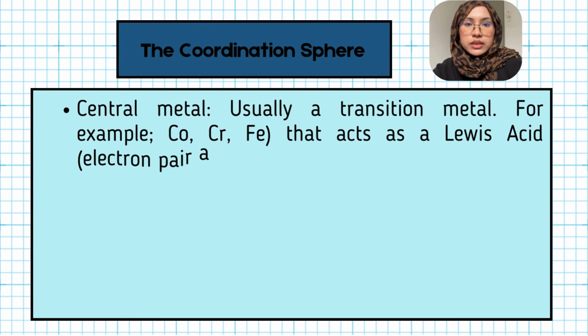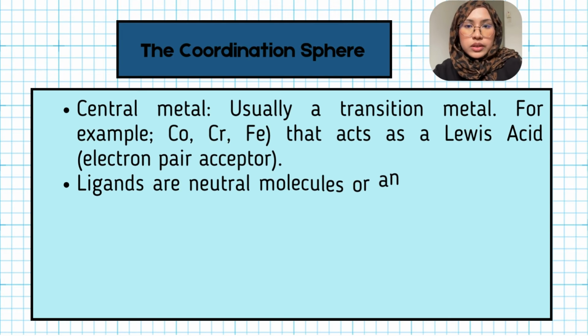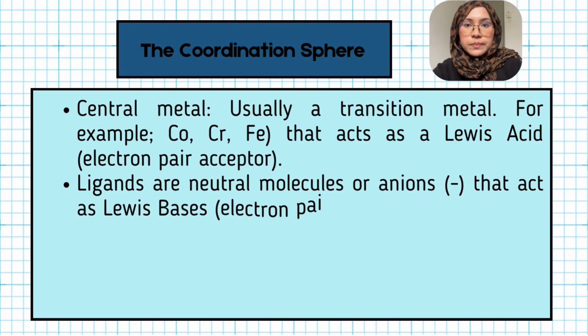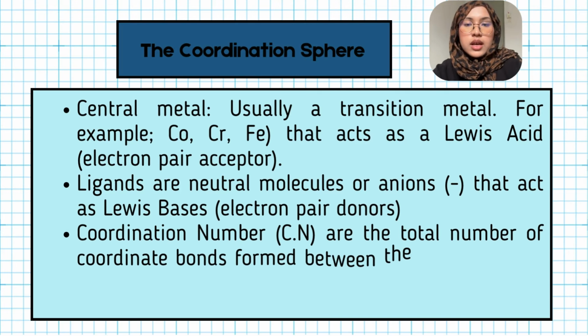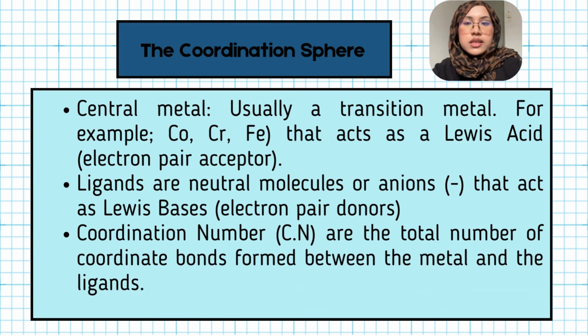Now, let's zoom into the coordination sphere to see how these bonds actually work. First, we have the central metal. This is usually a transition metal like cobalt, chromium, or iron. In this relationship, the metal acts as a Lewis acid, meaning it is an electron pair acceptor. The ligands are the partners. These can be neutral molecules or ions that act as Lewis bases, donating their electron pairs to the metal. Finally, we have the coordination number, or usually we call it CN. This represents the total number of coordinate bonds formed between the central metal and the ligands. It tells us how many attachments the metal has, which determines the shape of the molecule.